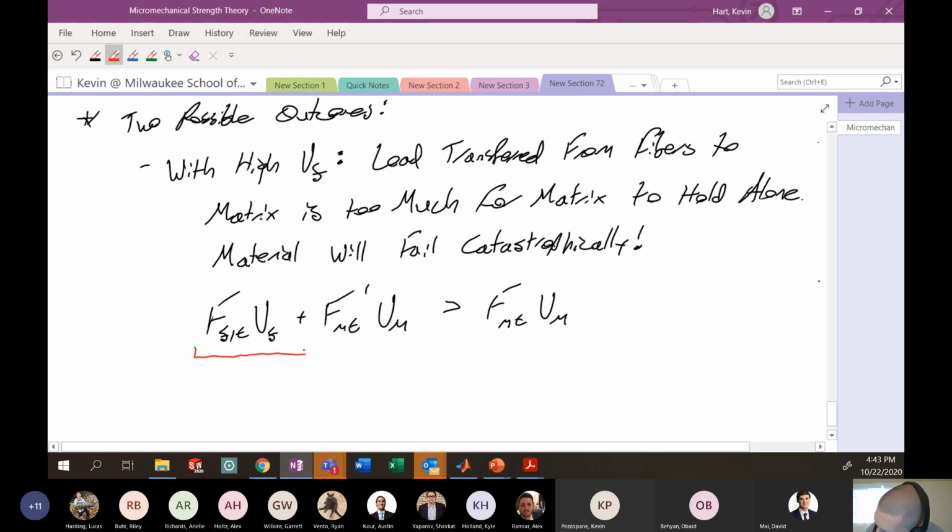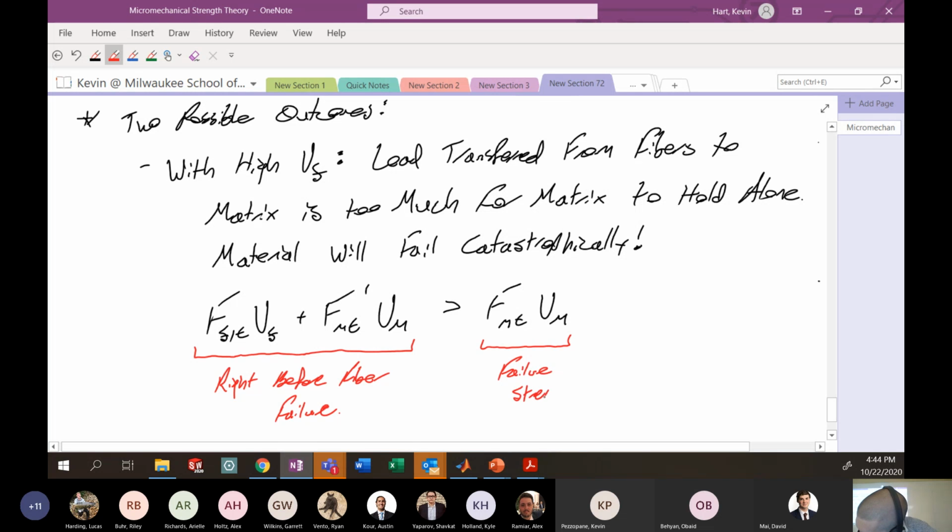This here is what the stress is on the composite right before fiber failure. So that's basically the stress that's going to be on the composite right after fiber failure, but we no longer have fibers to hold the load. So right before fiber failure, that's our value. If that's greater than the stress that would cause failure only in the matrix, then we fail.